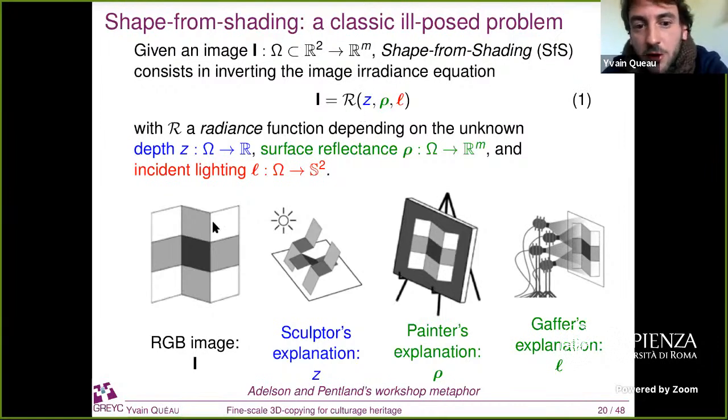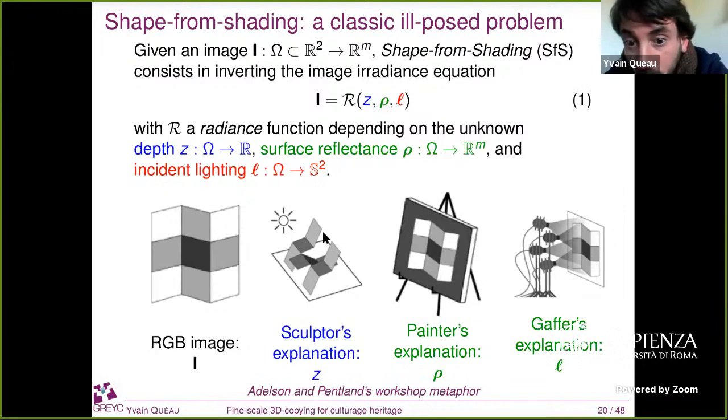And it's quite straightforward to understand that this is an ill-posed problem, because there exist infinitely many ways to interpret an image in terms of shape and reflectance with just one image. For instance, here, this is the Adelson and Pentland workshop metaphor. You're given one image I. Well, this image could have been produced by looking at this shape from above.